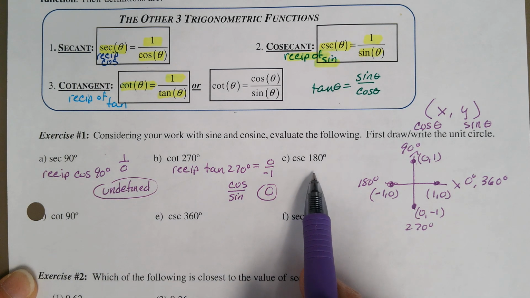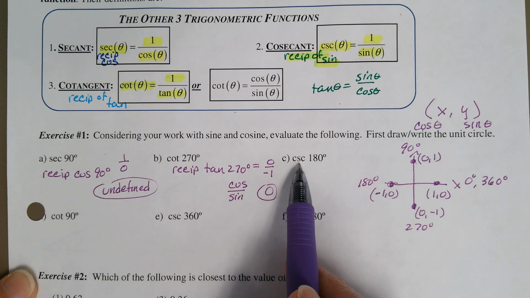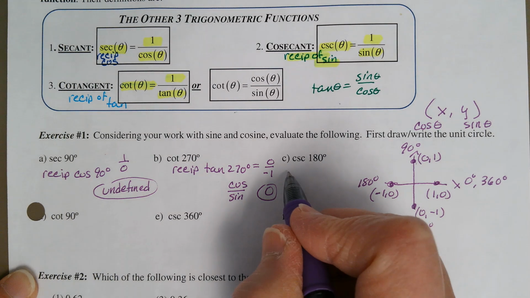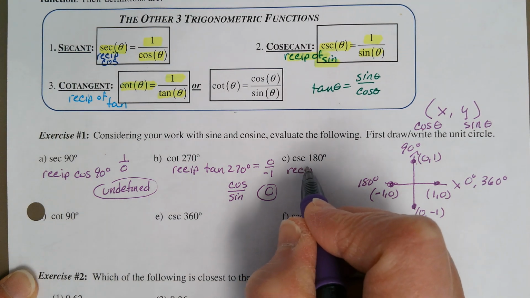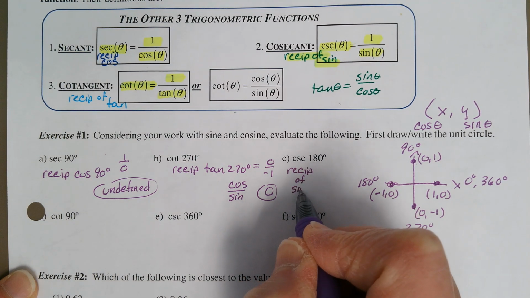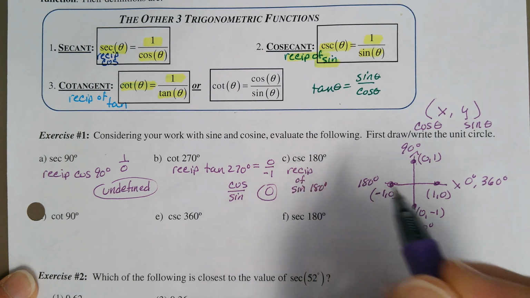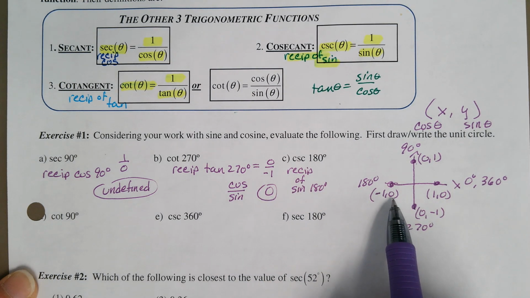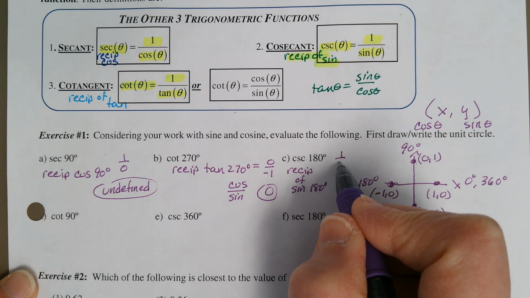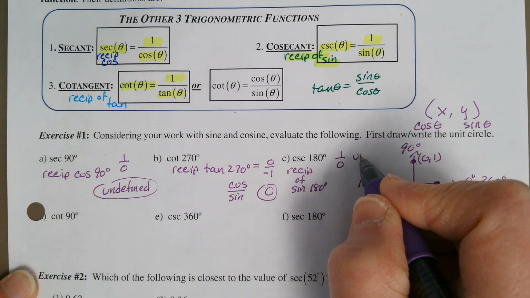Cosecant of 180 degrees. I remember that it's the reciprocal of sine because of this single S between the two C's. So this is equivalent to the reciprocal of sine. The sine of 180 is the y-coordinate, 0. 1 over 0 is undefined.